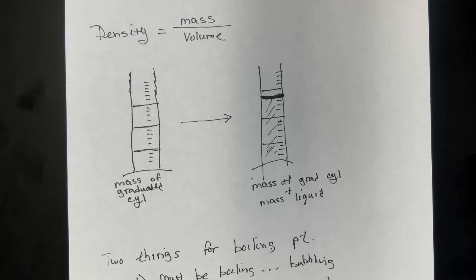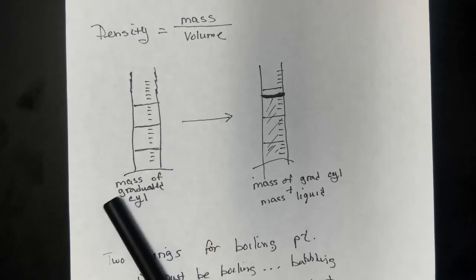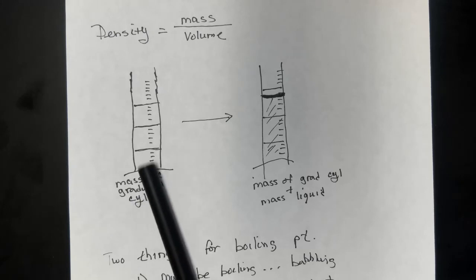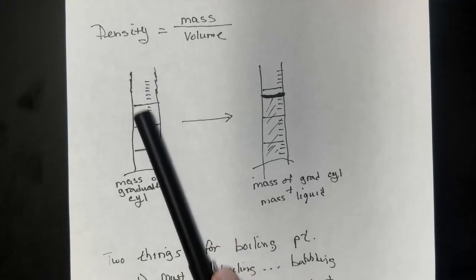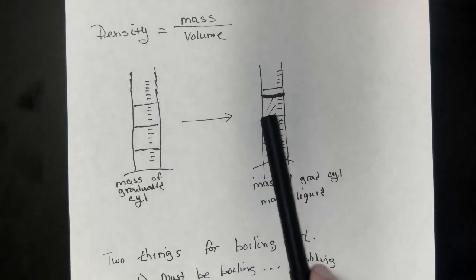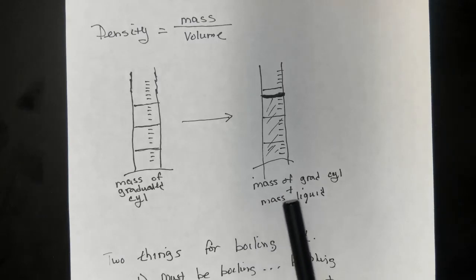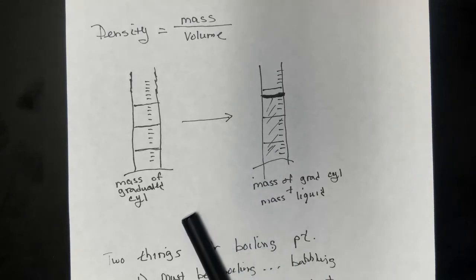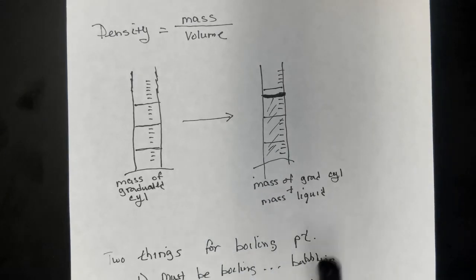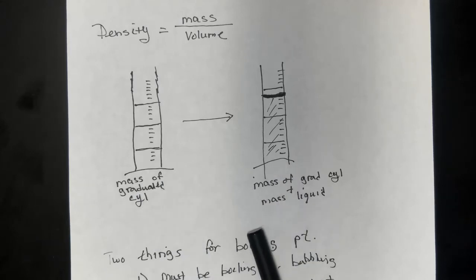So here's a graduated cylinder over here. My best drawing of it. Right? So we'll determine the mass of the graduated cylinder, just the cylinder, right? Nothing that's in it. Then we're going to add some liquid to it, the unknown liquid, to the graduated cylinder. And then we'll determine the mass of the graduated cylinder that has the liquid in it. Okay? And the difference between these two is just going to be the mass of the liquid. This value minus this value will be the mass of the liquid.